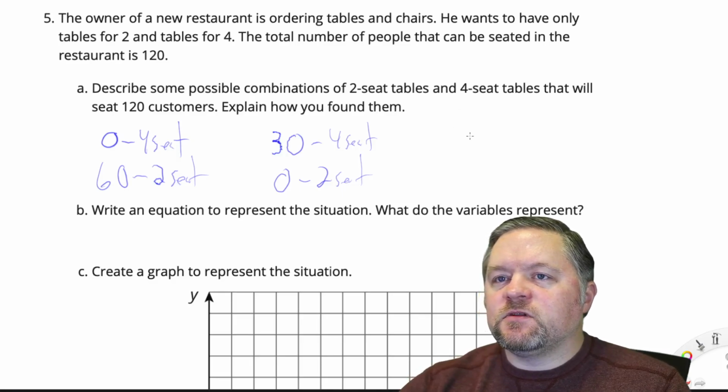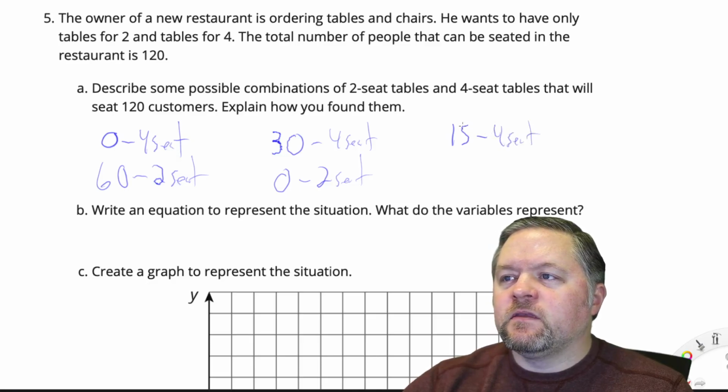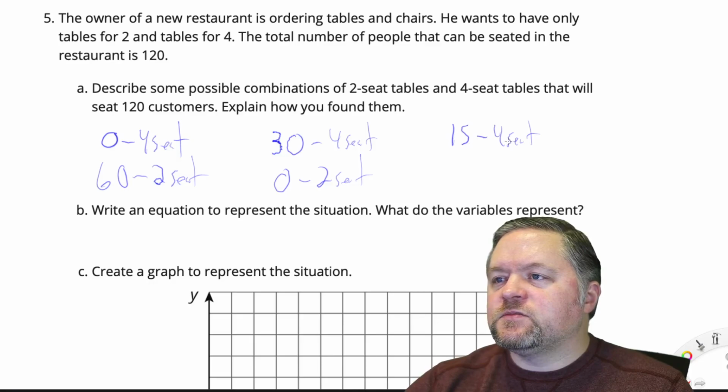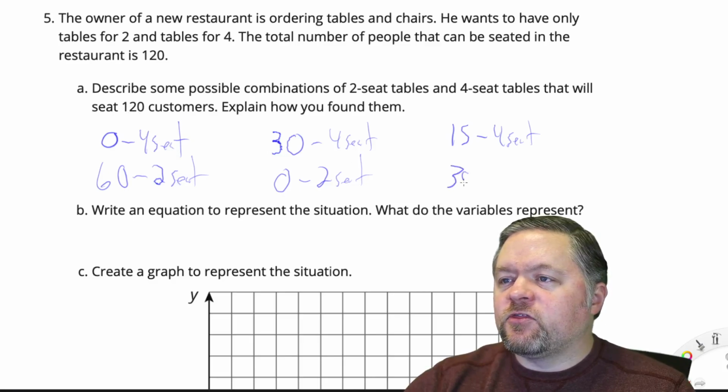What's another nice one? Well, what if we had 15 4-seats? Well, 15 times 4 is 60, so we'd have spots for 60 more people, which would be 30 2-seaters.